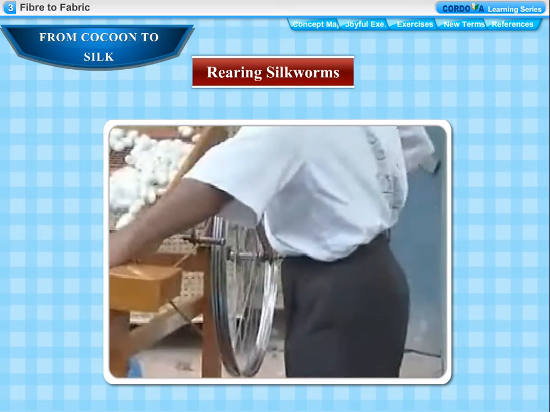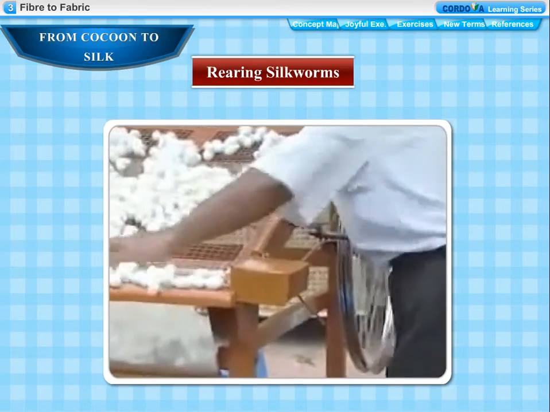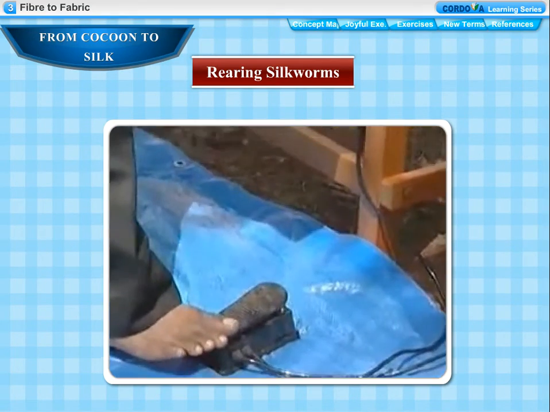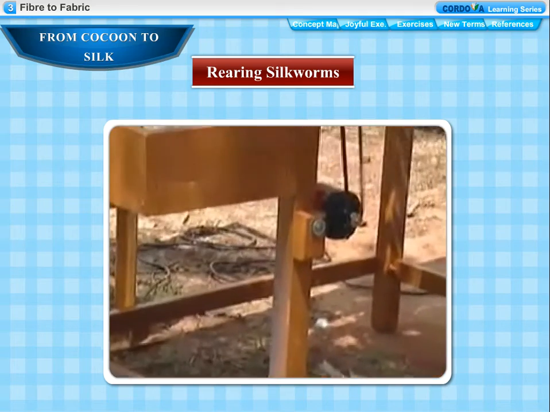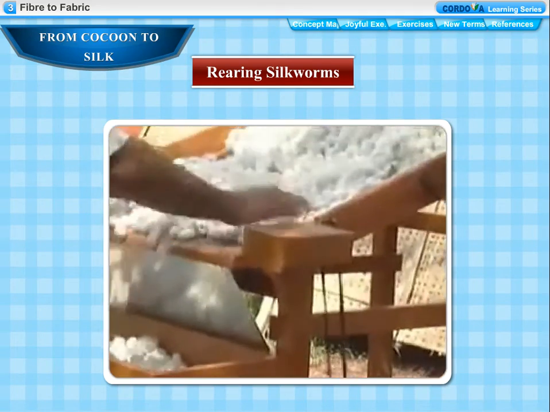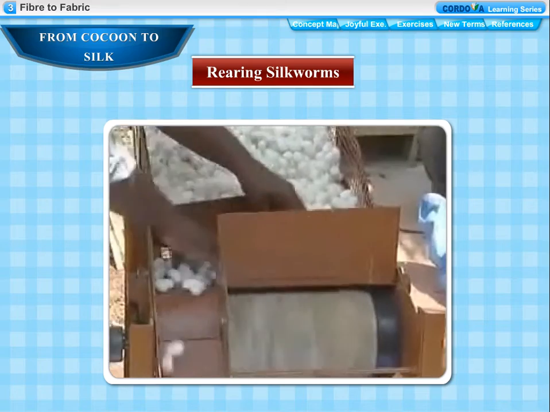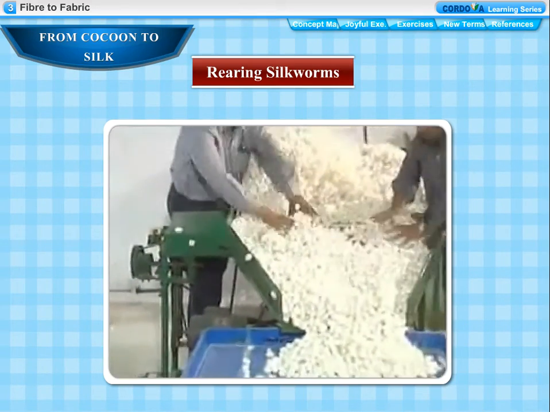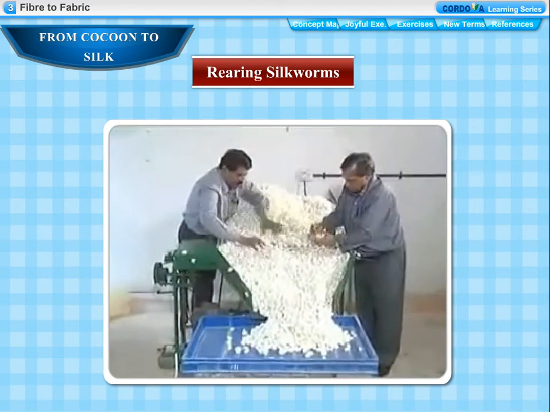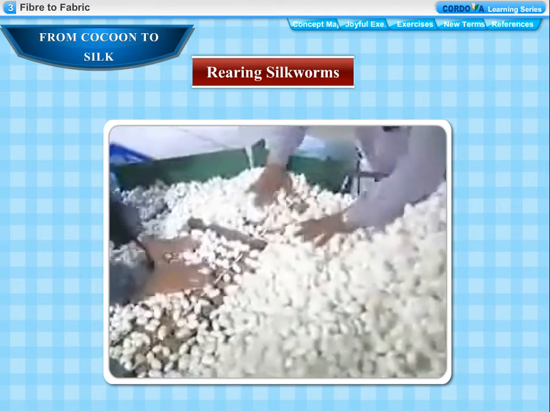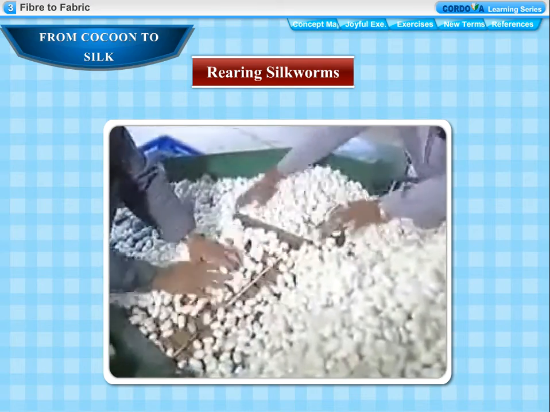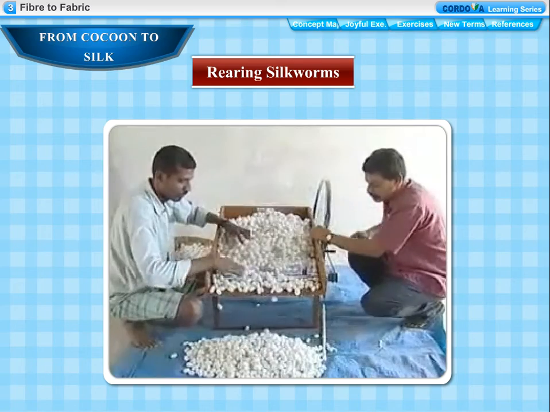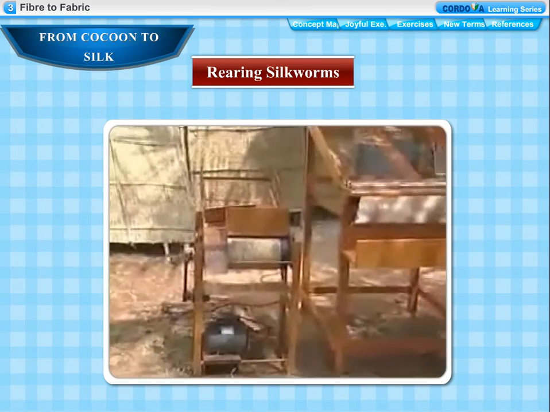Reeling is done in special machines which unwind the fibres of silk from the cocoon. The fibre of the cocoon is too fine and delicate to handle. So many of them, 3 to 10 fine filaments, are reeled together to yield a stronger thread called raw silk. The damaged or waste cocoons are used to produce an inferior quality silk called spun silk. The raw silk prepared is twisted to produce thrown silk.